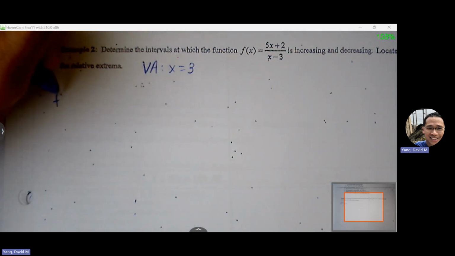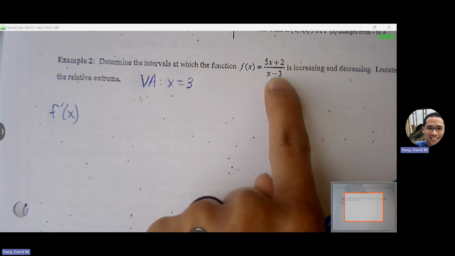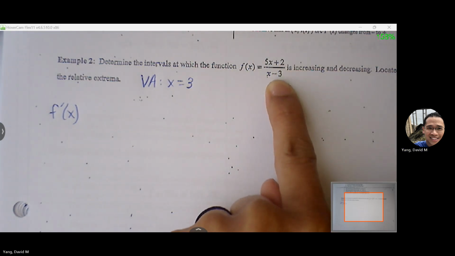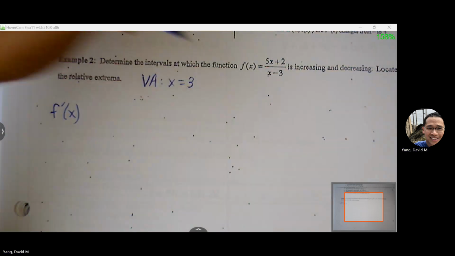Now, we know that our slope sign line is going to come from f prime, but to get to f prime, look at how this function is set up. What rule do we have to go through if I want to find the derivative? Quotient rule. That's right. We can't just say, oh, top's derivative is 5, denominator's derivative is 1, and be done with it. We've got to go through a full quotient rule here. All right, so let's try that.